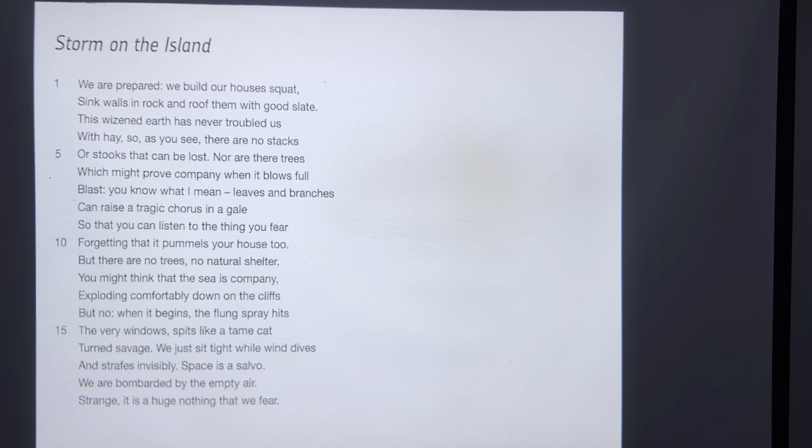Then we have the poem, Storm on the Island. "We are prepared, we build our houses, squat, sink walls in rock and roof them with good slate. This wizened earth has never troubled us with hay. So as you see, there are no stacks or stooks that can be lost, nor are there trees which might prove company when it blows full blast. You know what I mean, leaves and branches can raise a tragic chorus in a gale, so that you can listen to the thing you fear, forgetting that it pummels your house too.